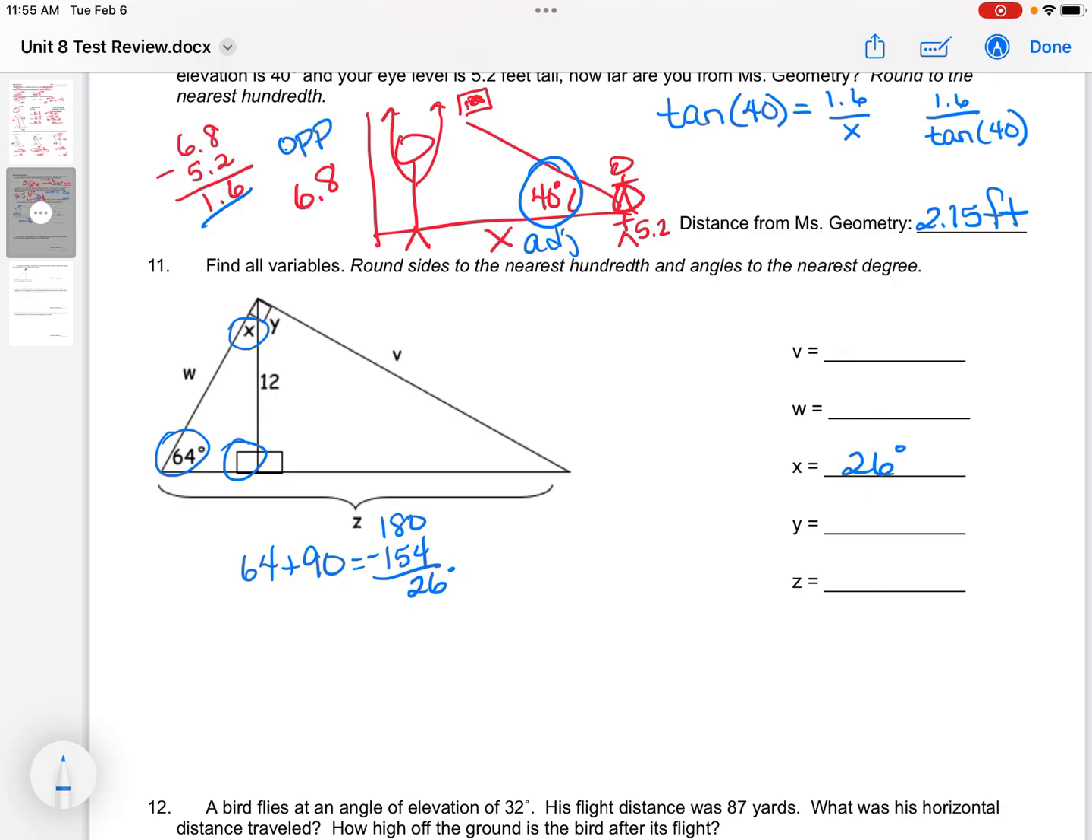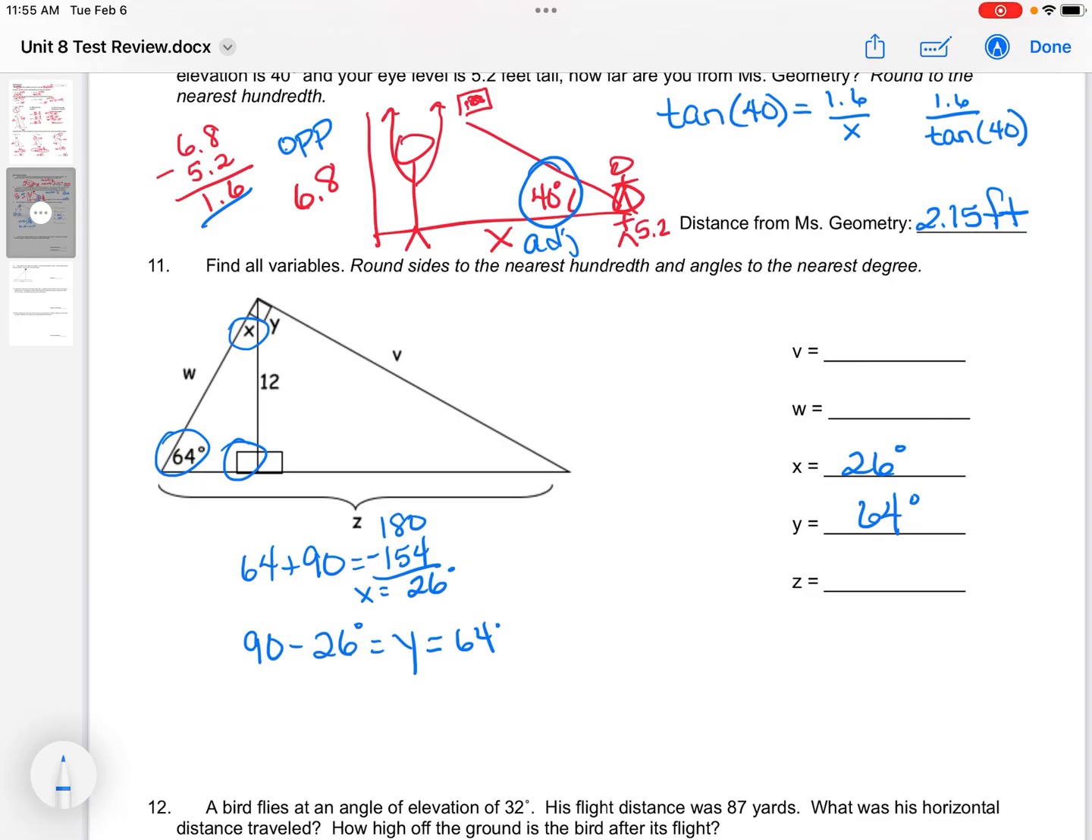Then I did y, because 90 minus 26 equals y, which is 64. I'll be interested to know if you can hear me when we do this.